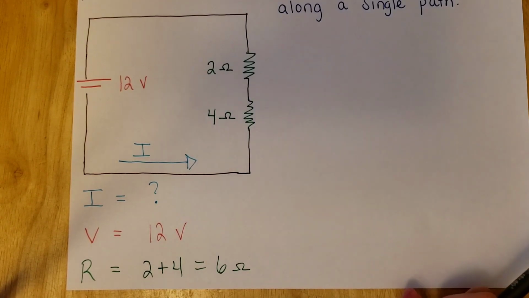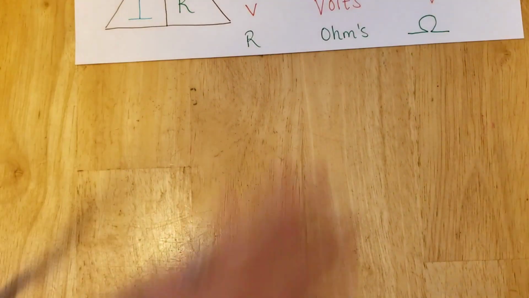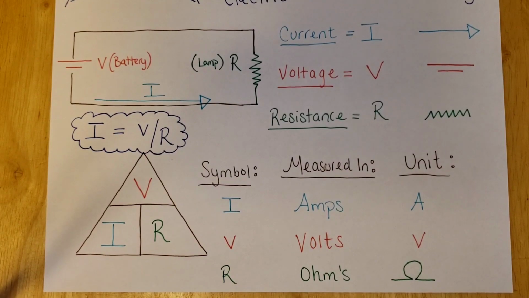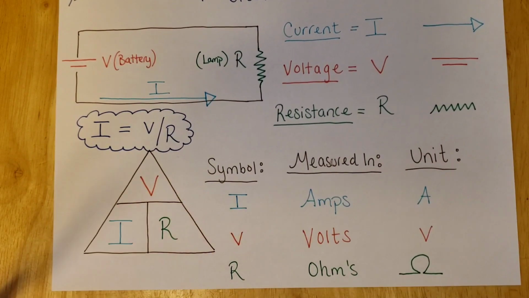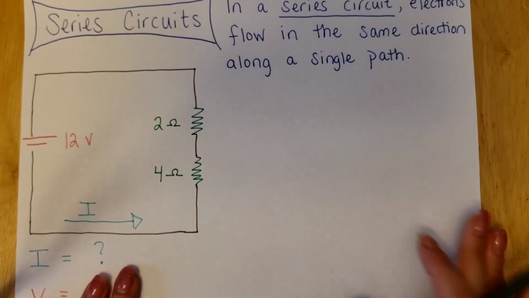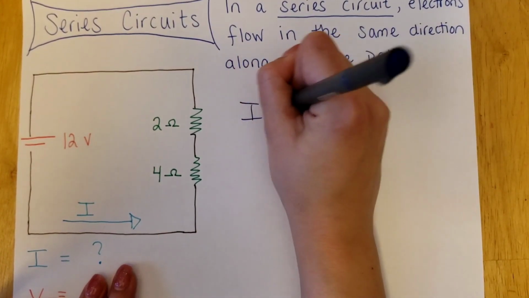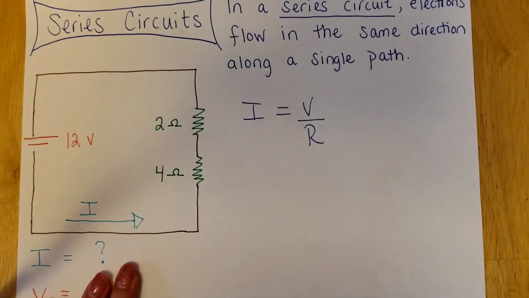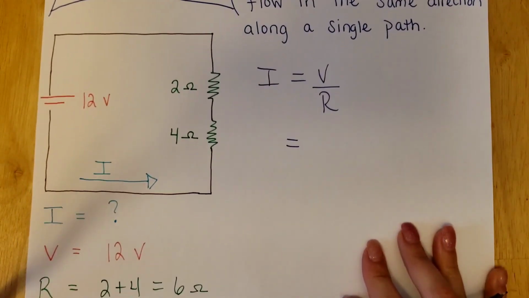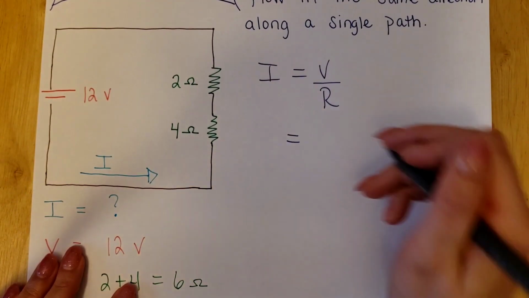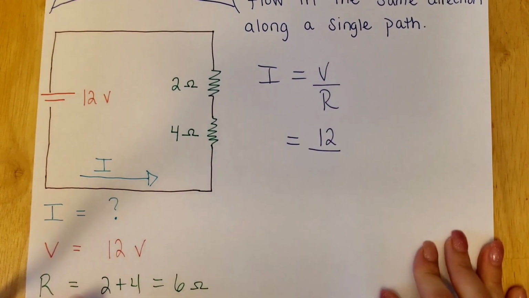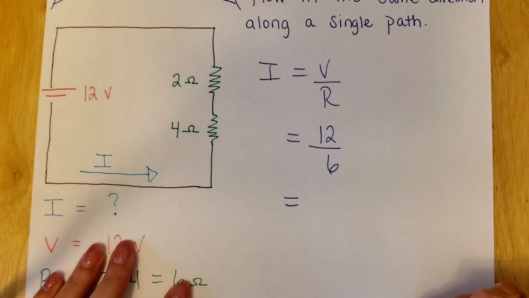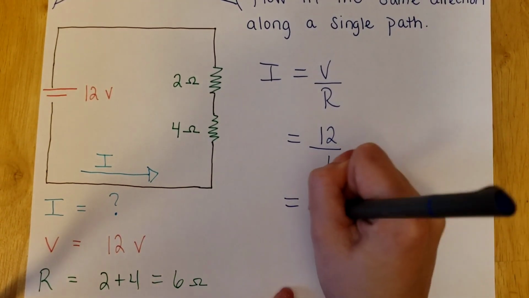If we are solving for letter I, we go back to our chart here. Cover up the I. We're going to do V divided by R. So I equals V over R. We know that our V is 12. And we know that our R is 6. 12 divided by 6 is 2.